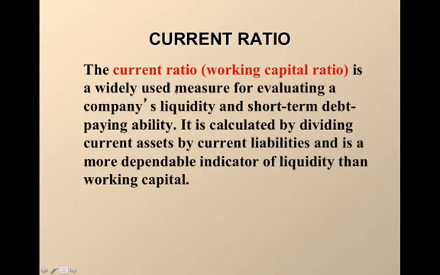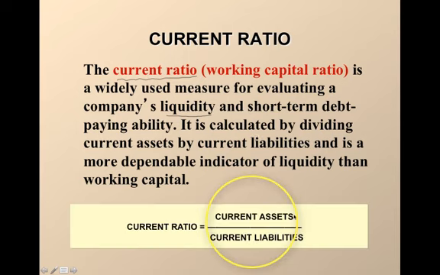And a second ratio that goes hand in hand with working capital, sometimes called the working capital ratio, we call it the current ratio, and it's a widely used measure for evaluating companies' liquidity, just like working capital, and their short-term debt paying ability. And basically, it's calculated by dividing current assets by current liabilities. So current assets divided by current liabilities.